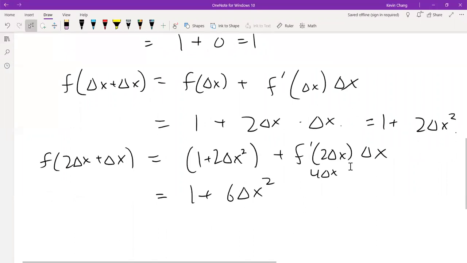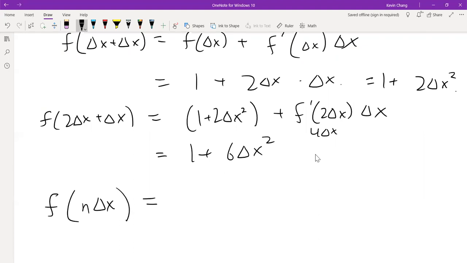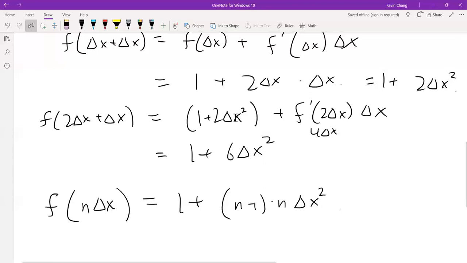And now if you're familiar with recursion, or you just notice a pattern here from repeatedly calculating more values of f of some number times delta x, you should notice that by the time we get to f of n times delta x, this should result in the expression 1 plus (n minus 1) times n delta x squared. Hopefully this is correct. You can notice this by just repeatedly plugging this in and using some simple summation tricks, or just noticing the pattern develop.